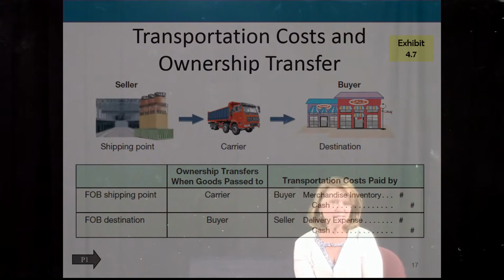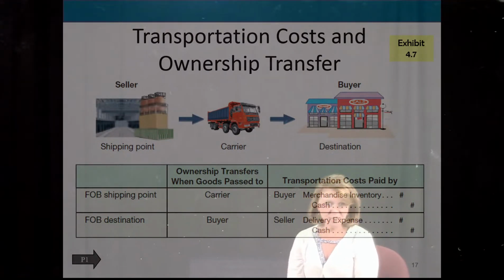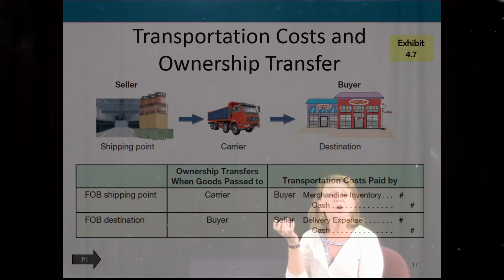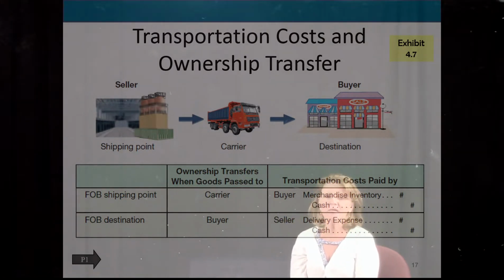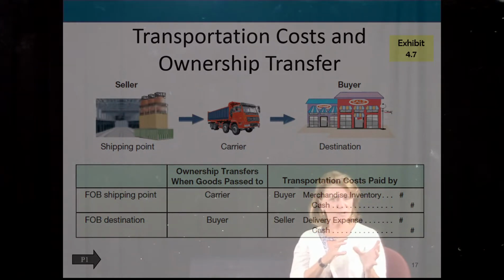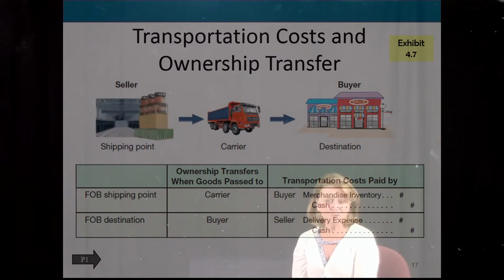All right, the next thing we need to talk about is transportation. I told you that the cost of transportation is part of the cost of the merchandise. So there's two ways that transportation is paid for and that ownership transfers, and they're directly connected. We have two things, one called FOB shipping point, one called FOB destination. FOB means freight on board.